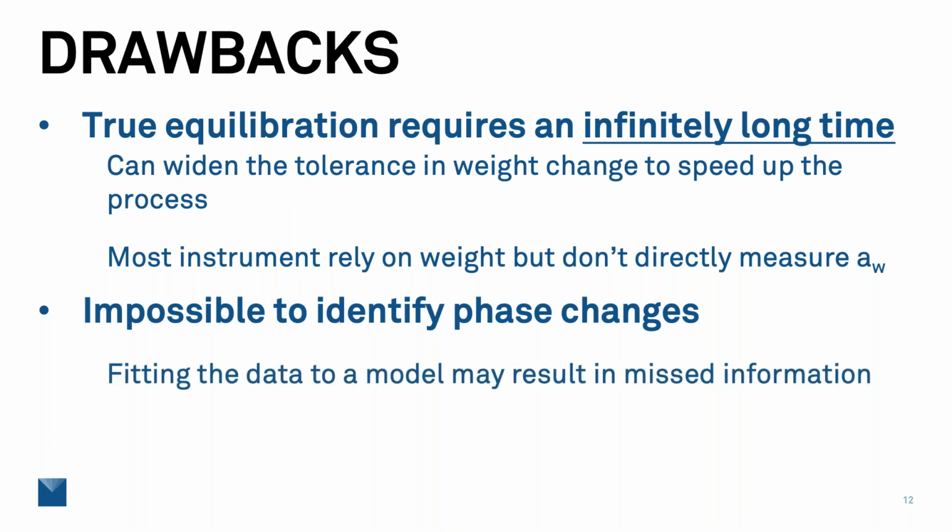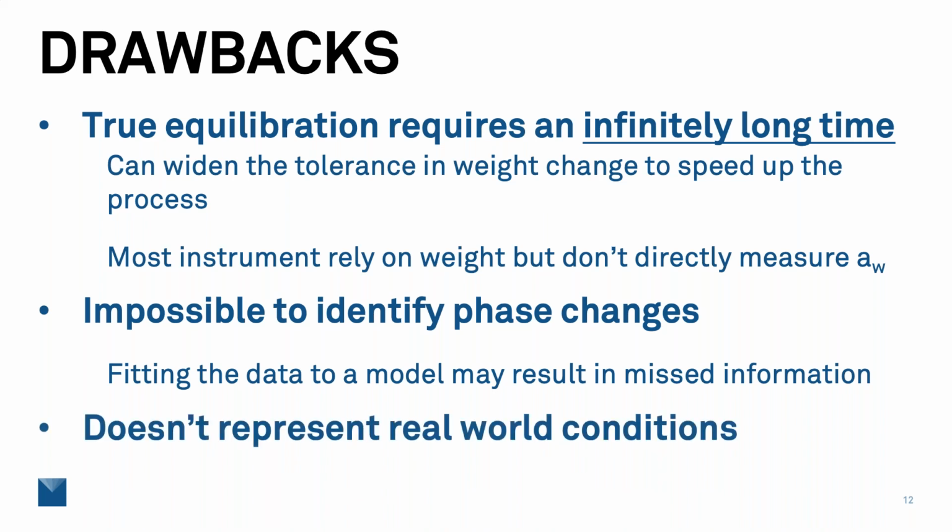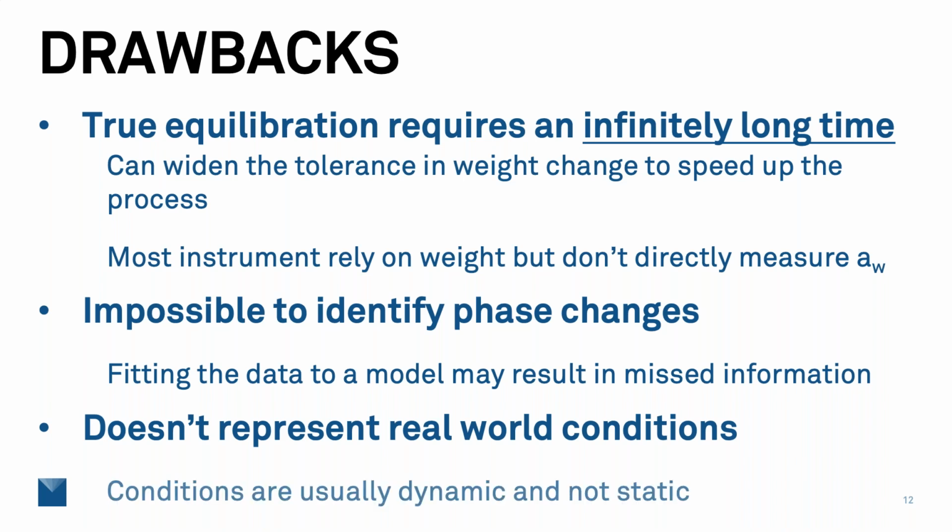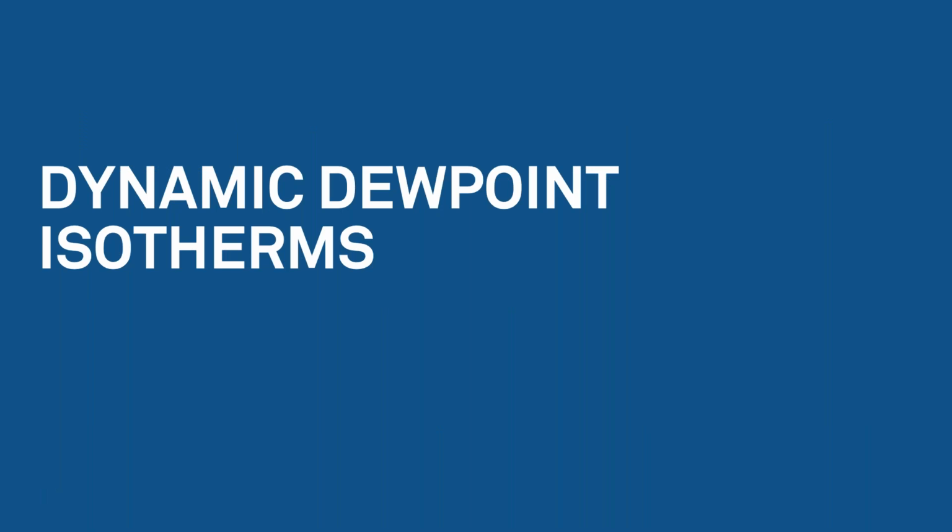So if you're looking for a glass transition point or some type of texture transition, it can be almost impossible to do that using either of these two methods that we just went over. And finally, the third problem with these methods is they don't really represent real world conditions, because in the real world, conditions are usually much more dynamic and not static. And so you're not really collecting data that represents what's going to happen to your product once it leaves your facility. So we're going to talk about a third method now called the dynamic dew point isotherm method, and Mary's going to go over that for us.